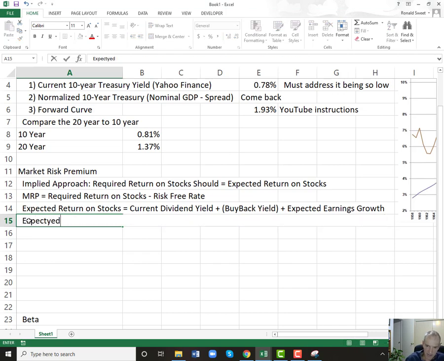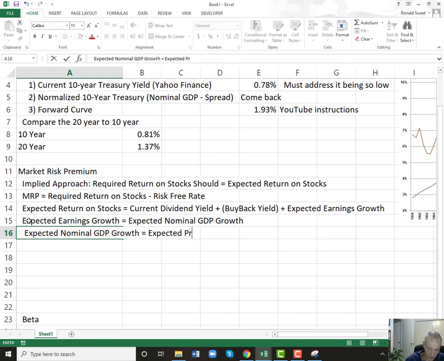We're going to say expected earnings growth is going to equal expected nominal GDP growth. Why nominal? Because inflation should be in there. We're going to say that expected nominal GDP growth should equal expected productivity growth plus expected labor growth plus expected inflation.